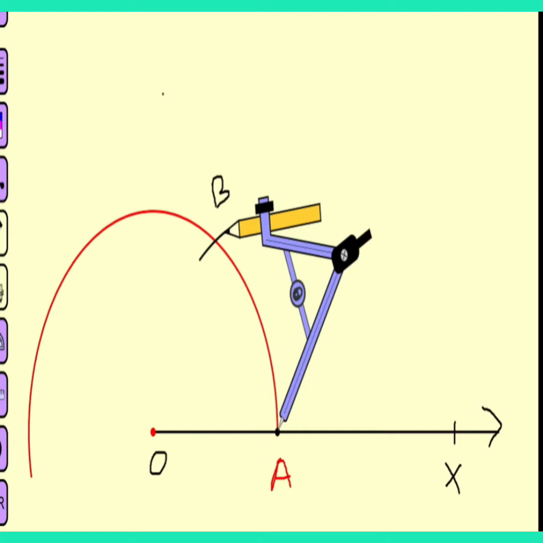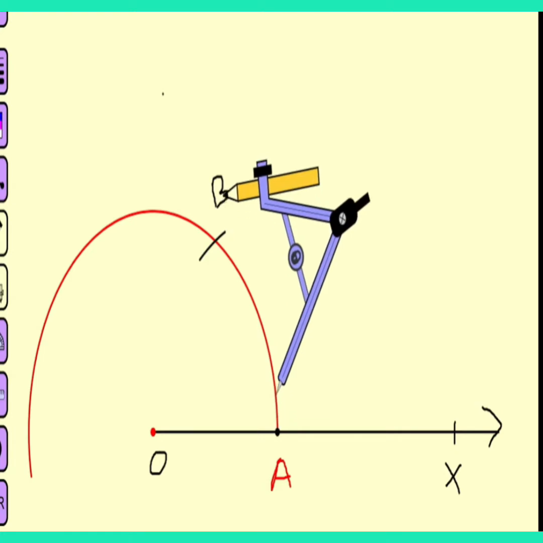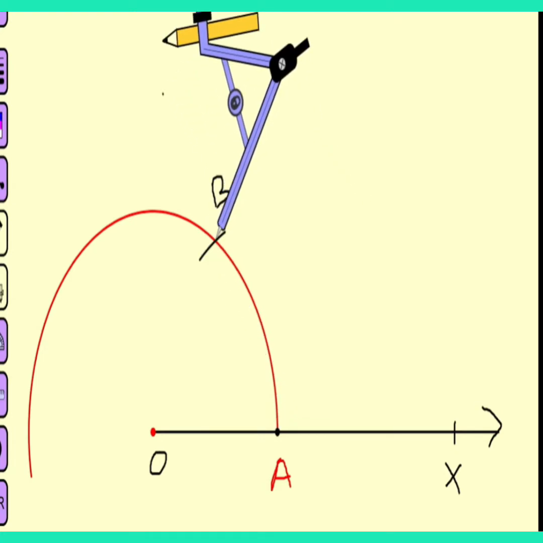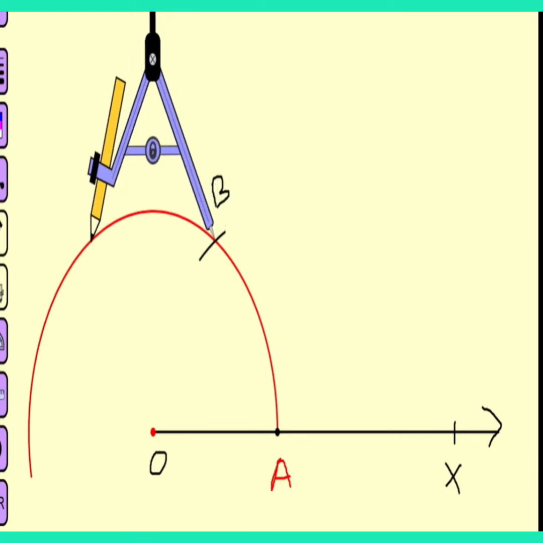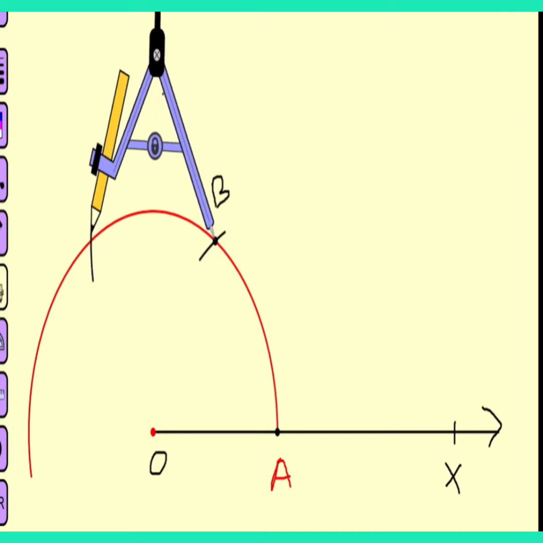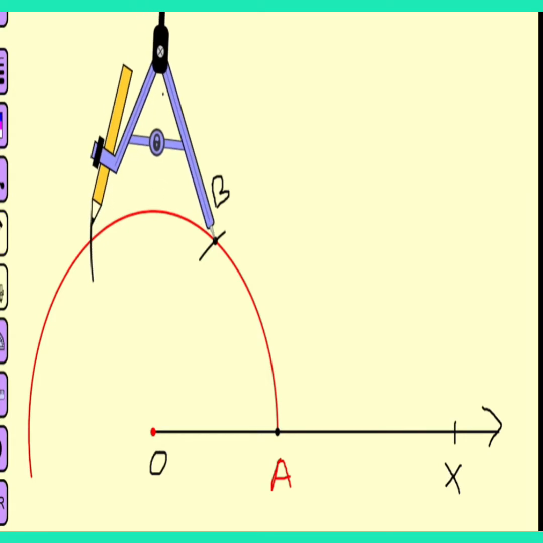Again you will place the pointer of compass at B without changing the distance and mark a third arc, just you can see that here. So let us, this point is C. Okay, now we want to construct angle 15 degree. So what to do?